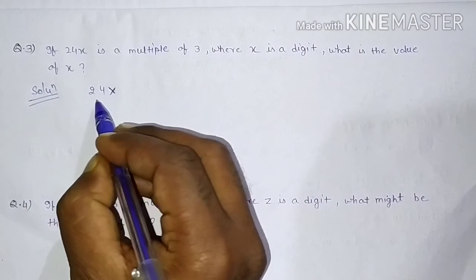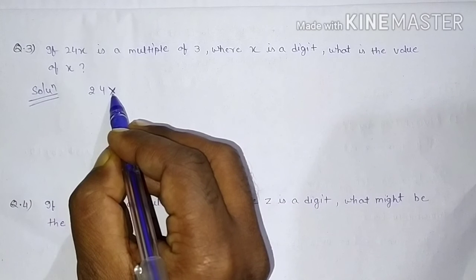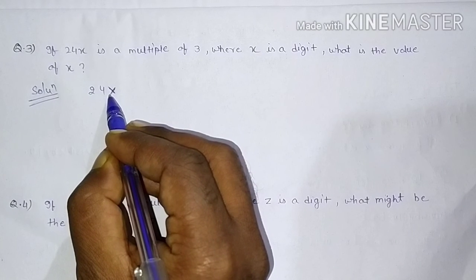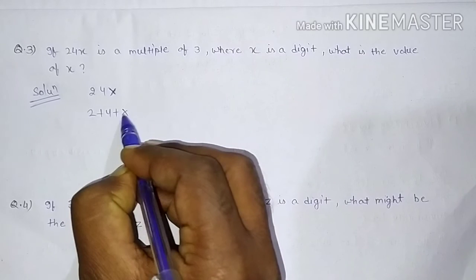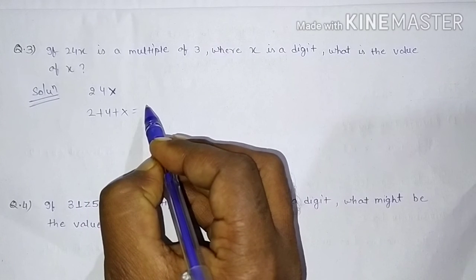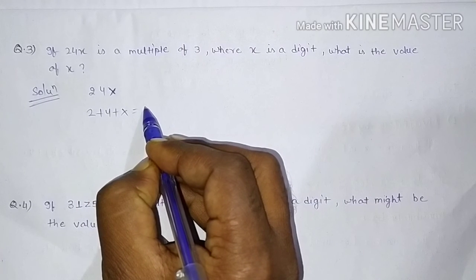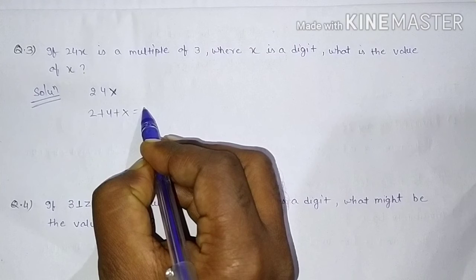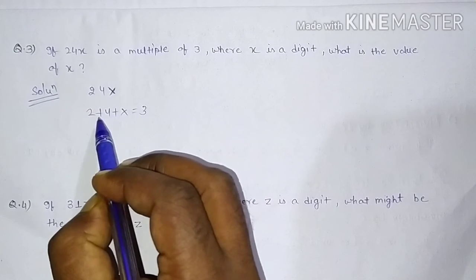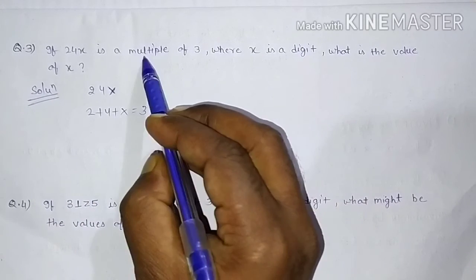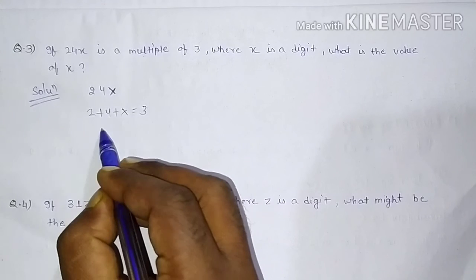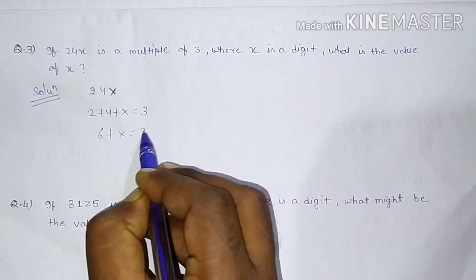So we know that the sum of the digits will be equal to 3 or 9. So this will be 2 plus 4 plus x equals, let's suppose, 3. Okay, the sum of the digits of the number will be 3 because it is a multiple of 3. So this is 6 plus x equals 3.